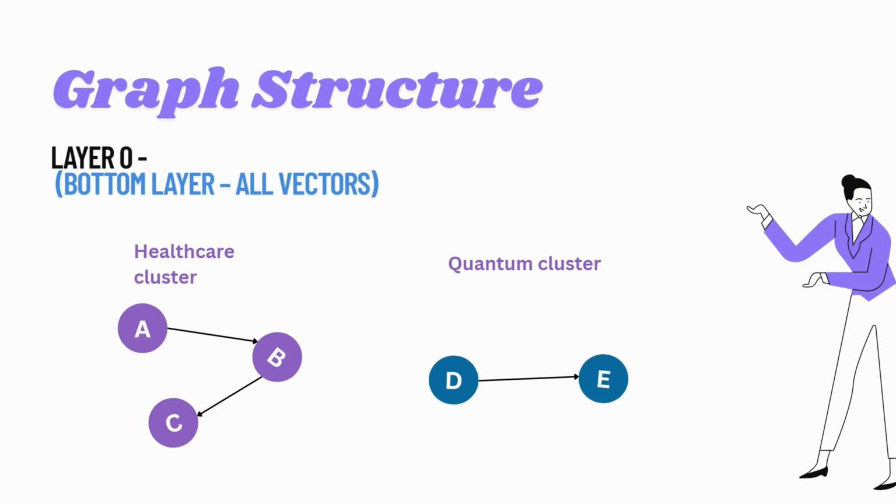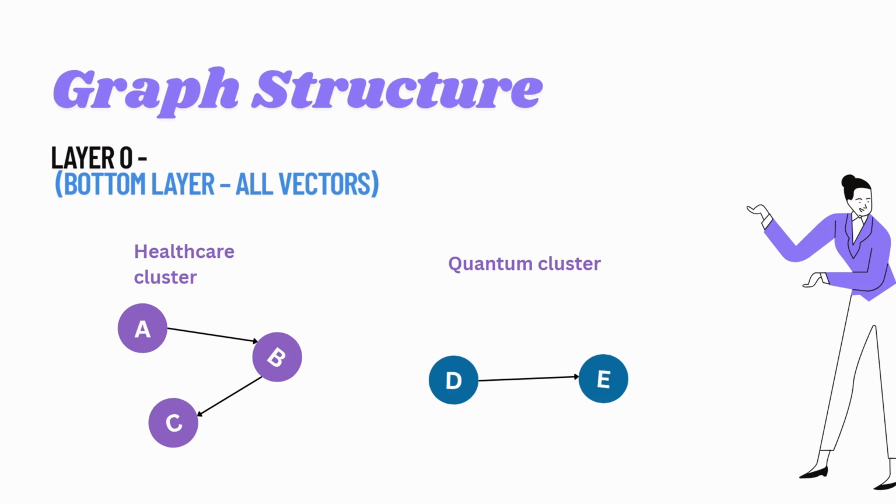Now let's see how these 5 vectors are actually organized in HNSW's layered graph structure. We will keep it simple with just 2 layers, where layer 0, the bottom layer, is the most detailed layer. It contains all 5 vectors connected based on semantic similarity.